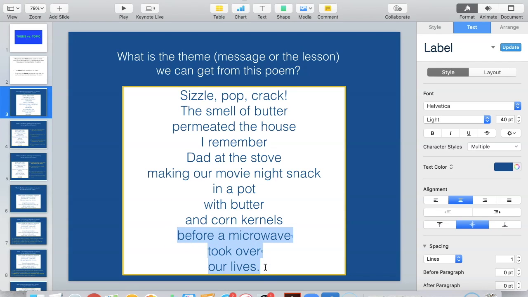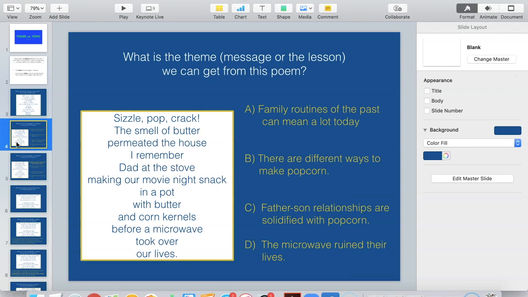So there's not really a conflict here. There's not really a problem. It's just this is first person speaker, right? Recalling a memory, okay? And it's a good memory. You can tell this is a good memory. So what is the overall lesson? Does it have anything to do with popcorn? No, it does not. So let's take a look at some educated guesses here, okay?